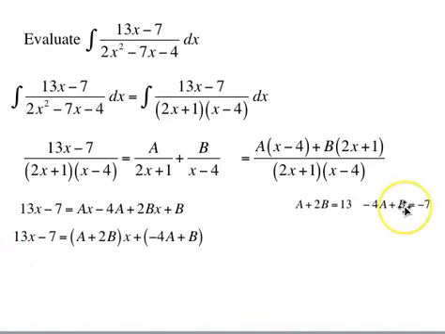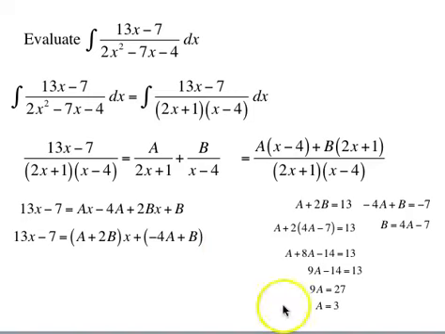I think I'm going to solve for B here. So B will be 4A minus 7. And then I'll plug that B in over there to solve for A. It'll be A plus 2 times (4A minus 7) equals 13. A plus 8A minus 14 is 13. Add 14 to both sides. A plus 8A, 9A is 27.